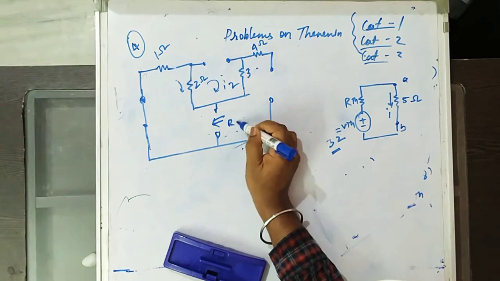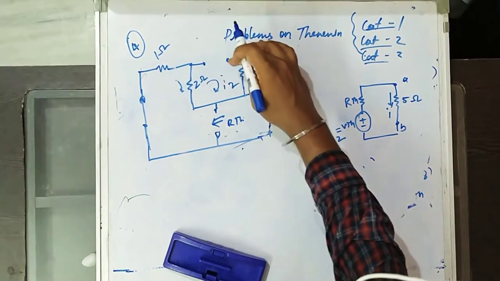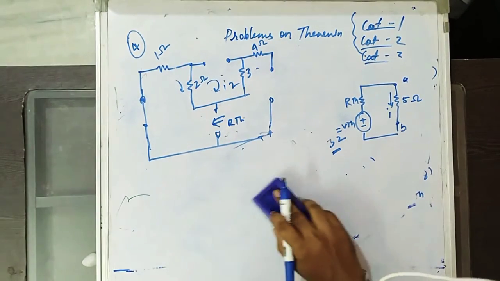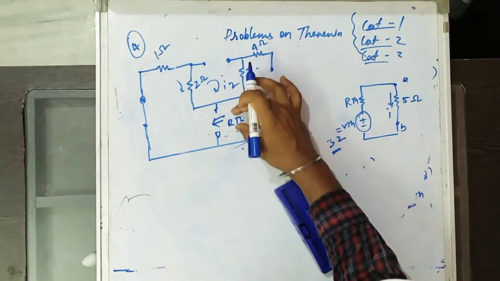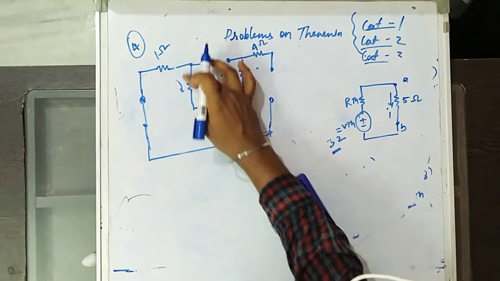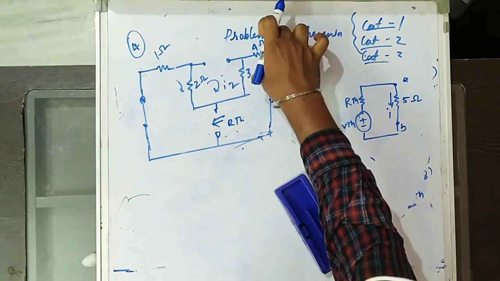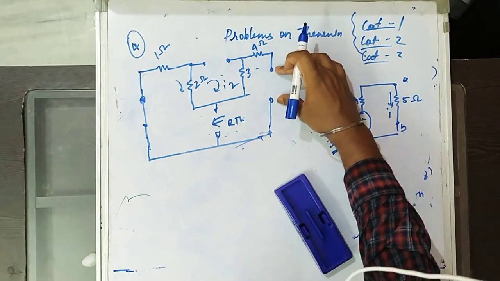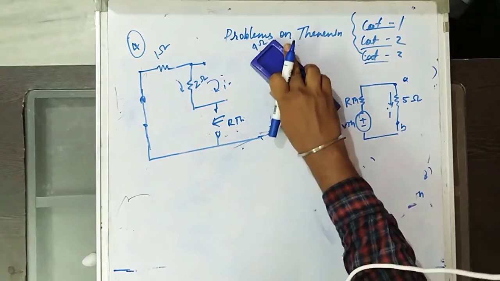If you look like this, the circuit remaining is 2 ohms and 1 ohm. Here this 3 ohms and 4 ohms are not connected in the circuit. If you look like this, the circuit is connected here only. Because of this open circuit, this 3 ohms is not connected, and this 4 ohms is not connected. You remove those two elements to find R Thevenin.